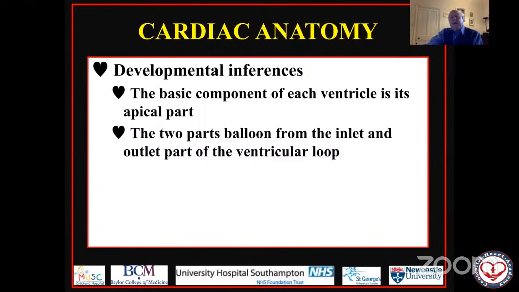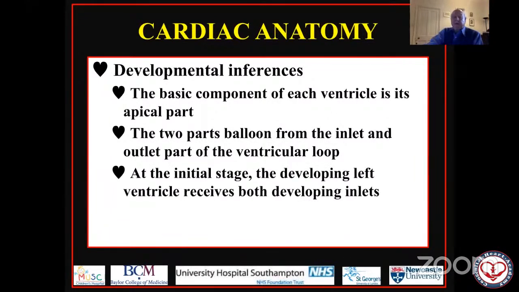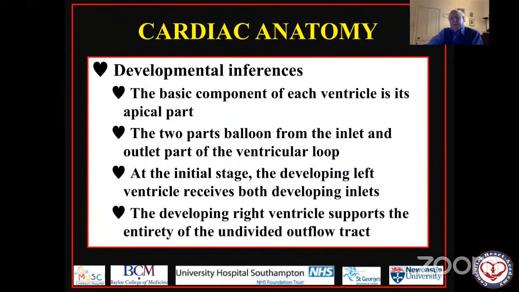So the inferences we can now make based on this information from development is that each ventricle begins with its apical part. And we've discussed how these apical parts balloon from the inlet and outlet of the ventricular loop. And we've also emphasized that at this early stage, the developing left ventricle has both inlets. The developing right ventricle supports the entirety of the outflow tract.